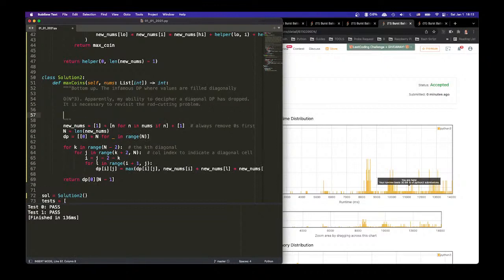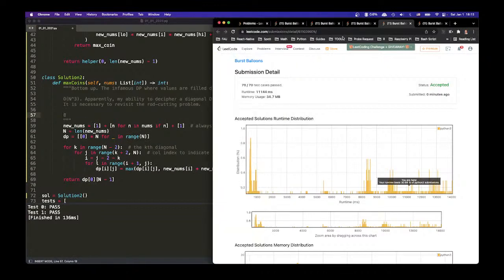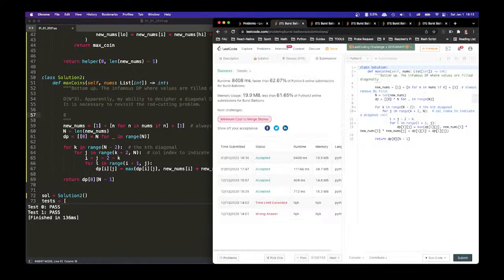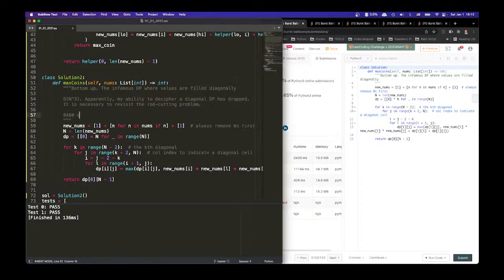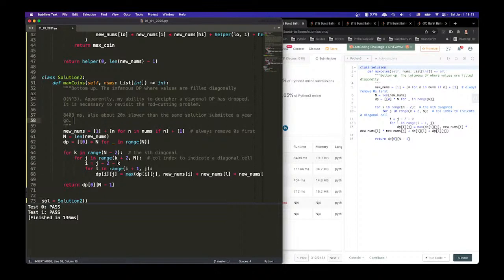All right, this one runs in 8,000 milliseconds. Also, about 20 times slower than the same solution submitted a year ago. There is definitely a change in the test cases. All right. Wow.